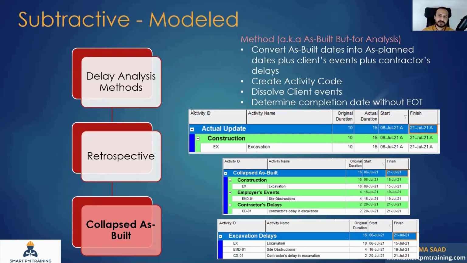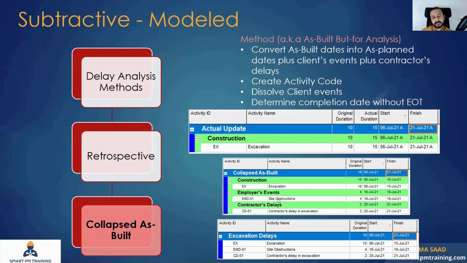Why is that? Because with this method, if you want to calculate the EOT or do the delay analysis in general, you have to dissolve the employer event. You do not delete the employer event, you dissolve it, because if you are using Primavera dissolve, you take out the activity, but other activities will be automatically linked. But if you delete it, you have to maintain the logic again. You have to assign all relationships for the deleted part. So you dissolve the employer's event.